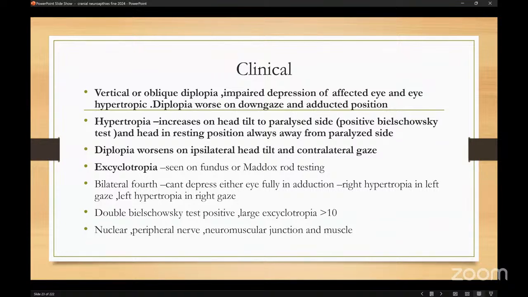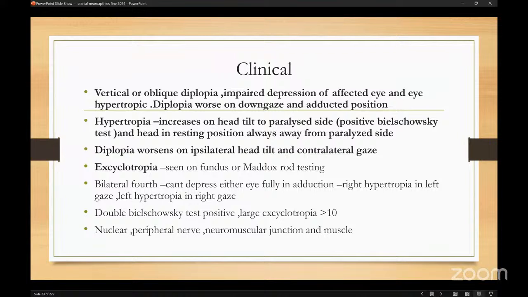So whenever the affected eye, that is the superior oblique palsy eye, tries to look to the other side, the eye goes in adduction, right eye, and you get a worsening of diplopia. Now, same way, if you have a right superior oblique palsy, if you turn your head to the right side, if you turn the head to the paralyzed nerve side, then the diplopia will increase. That is why the compensatory tilt is on the opposite side.